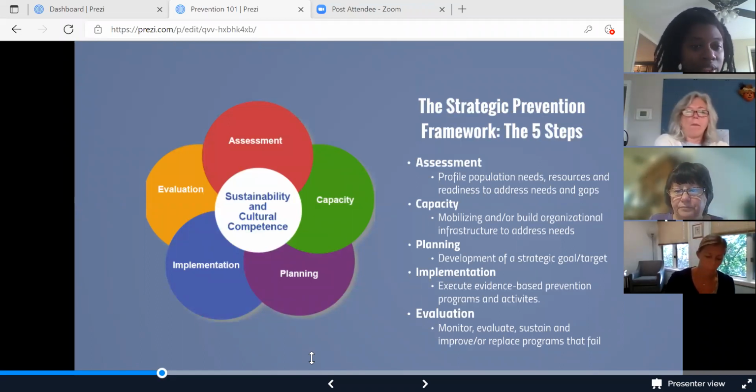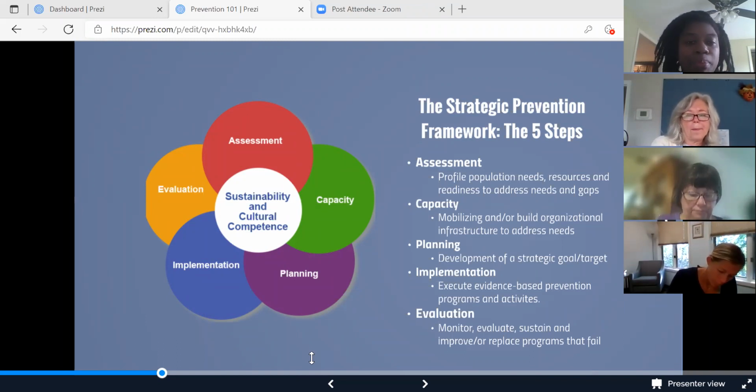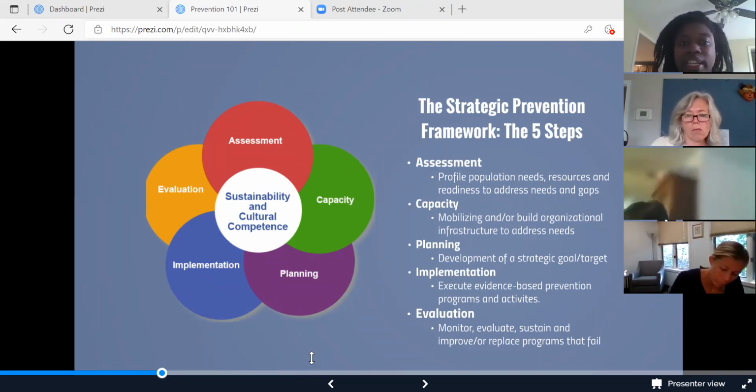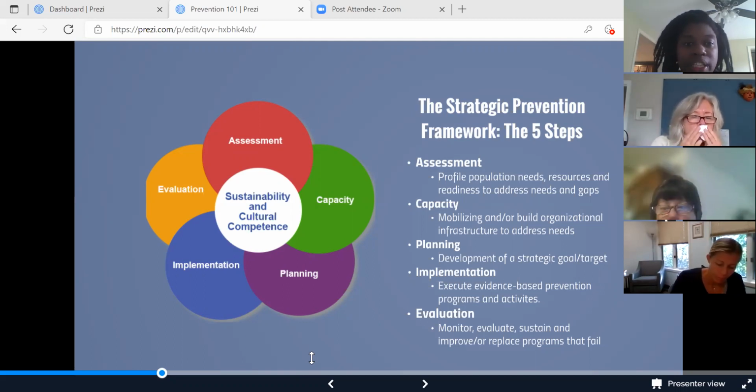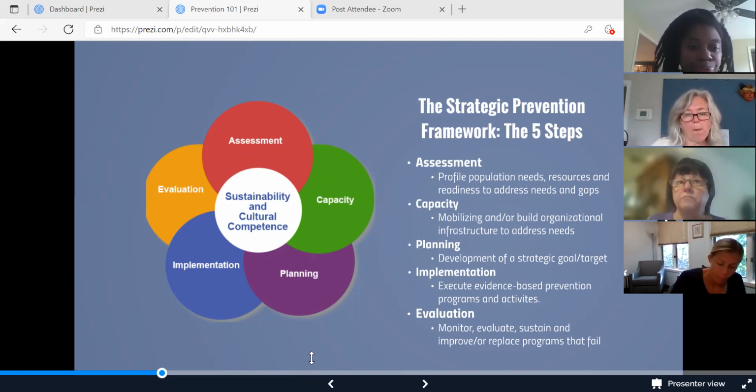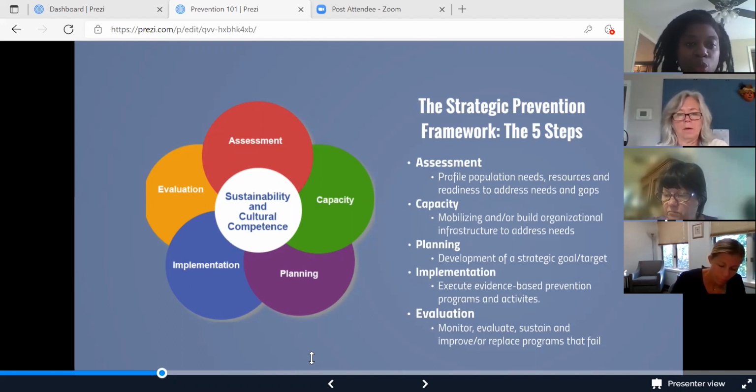There is assessment. This is where we get a profile of the needs of our population, the demographics of our population, what resources they currently have, their readiness, and what gaps need to be filled. Capacity: we mobilize and build organizational infrastructure. What can we do to address those needs? Planning: this is development of our strategic targets. What needs to get done?